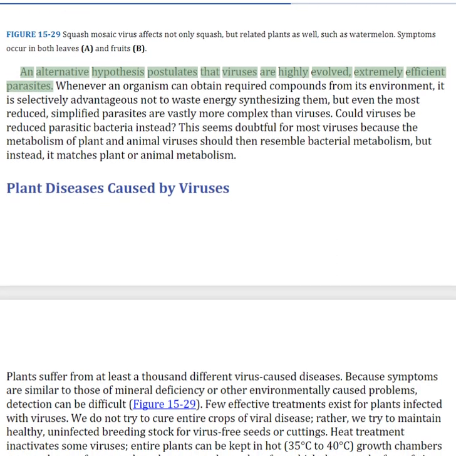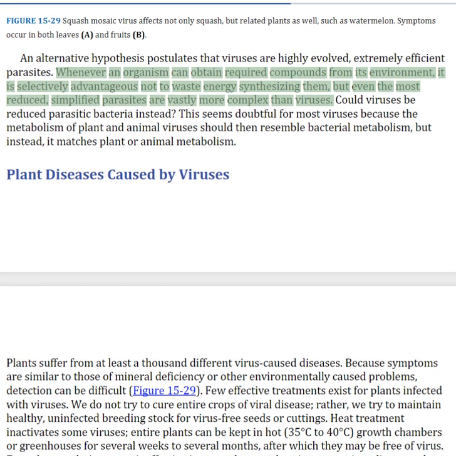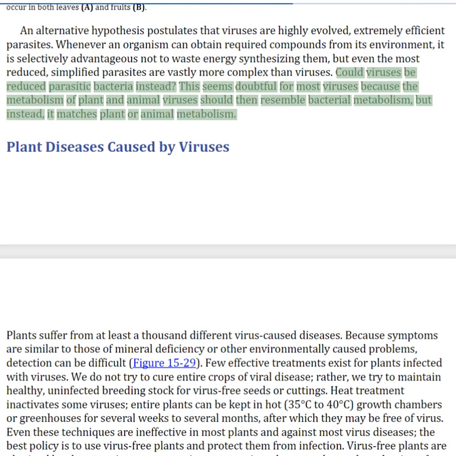An alternative hypothesis postulates that viruses are highly evolved, extremely efficient parasites. Whenever an organism can obtain required compounds from its environment, it is selectively advantageous not to waste energy synthesizing them, but even the most reduced, simplified parasites are vastly more complex than viruses. Could viruses be reduced parasitic bacteria instead? This seems doubtful for most viruses because the metabolism of plant and animal viruses should then resemble bacterial metabolism, but instead, it matches plant or animal metabolism.